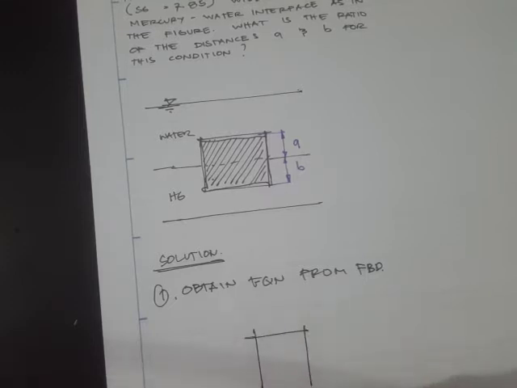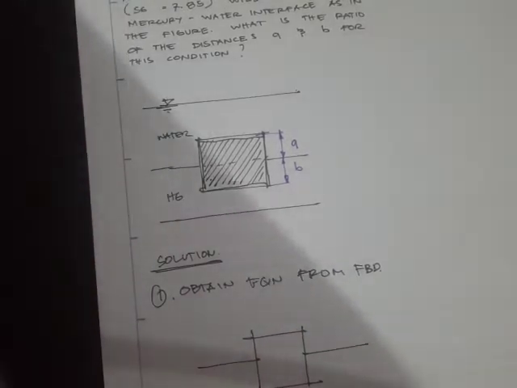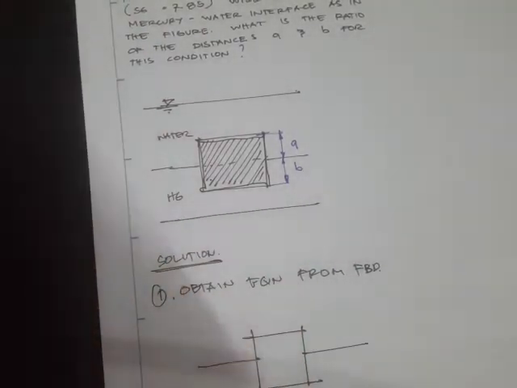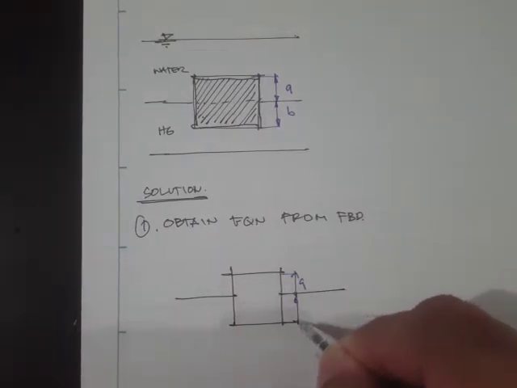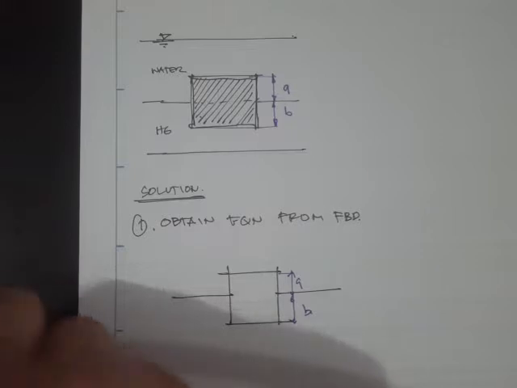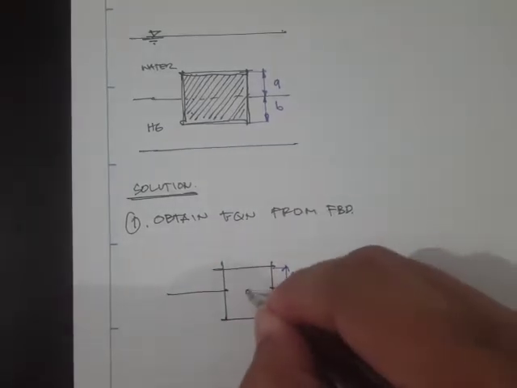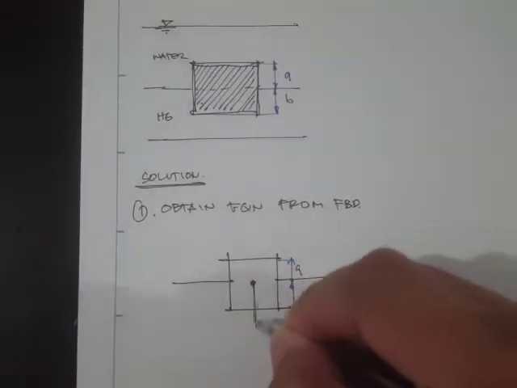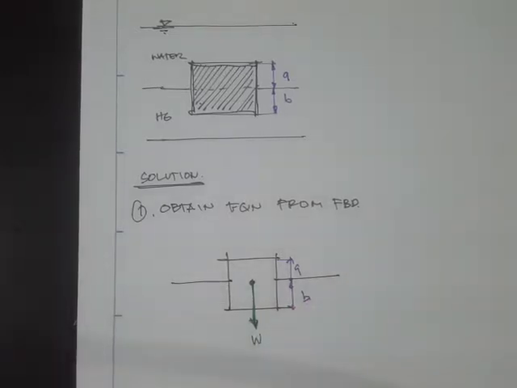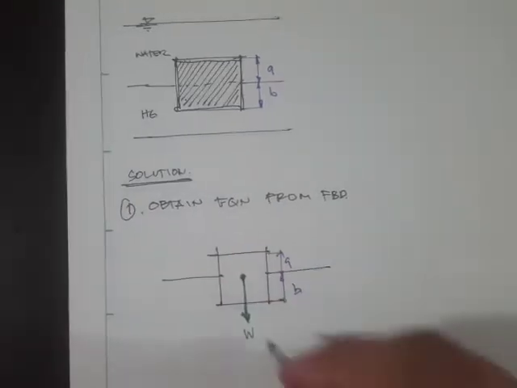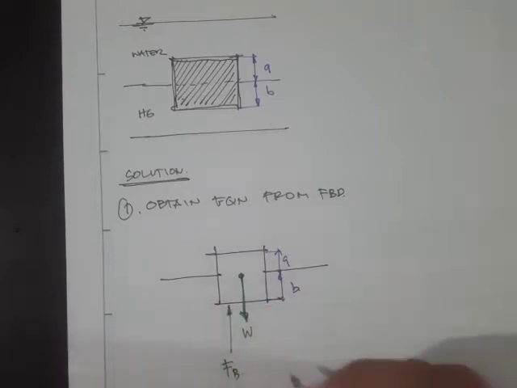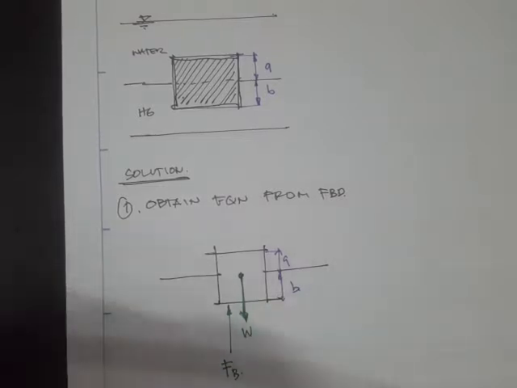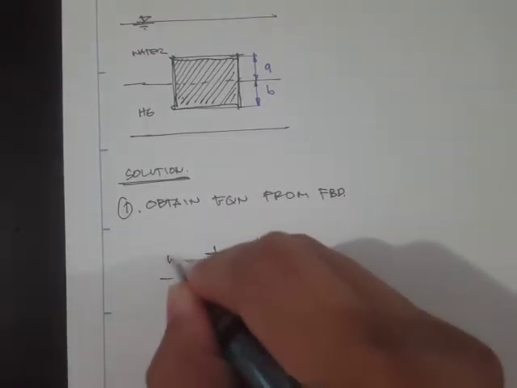Okay, so this is our block, and we have this distance right here. That's distance A and distance B. And therefore, our forces would be the weight of the block, and we'll also have the buoyant force, F sub B, from the mercury. That's right here, Hg, and then this one is water.